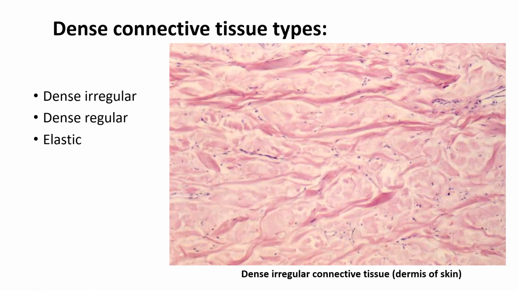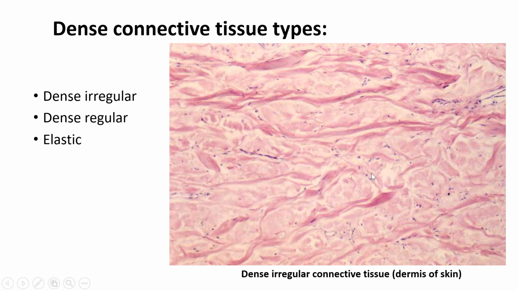If I'm looking then at dense connective tissue, typically we think about collagen. The most abundant protein in our body is the collagen. And so when I think of dense regular and dense irregular connective tissue, I'm referring to the organization of the collagen. We also have a type of dense connective tissue called elastic connective tissue, and the predominant component is going to be elastic membranes and elastic fibers.